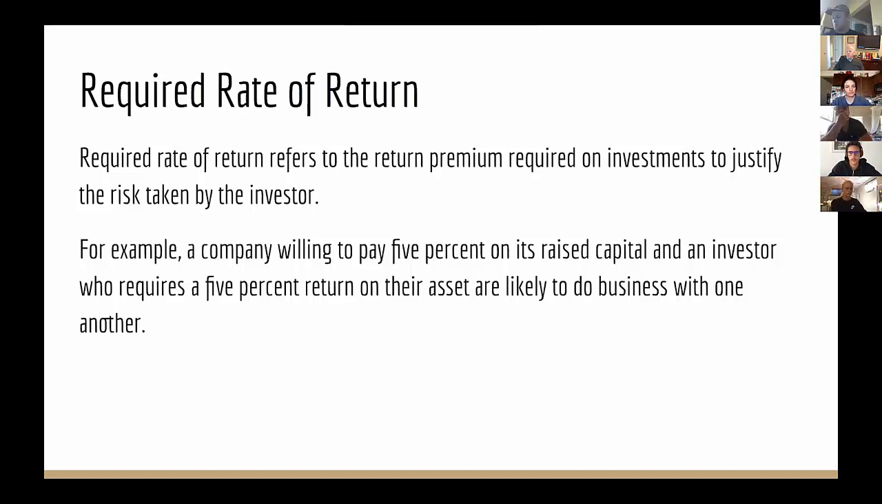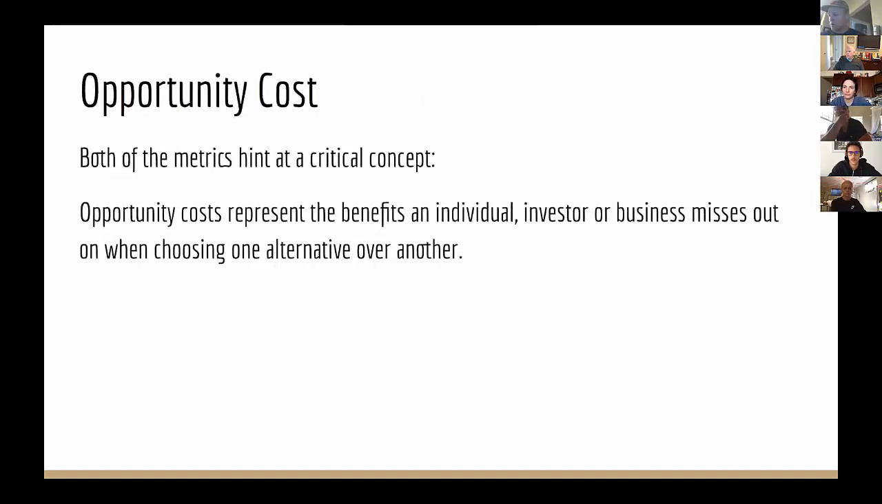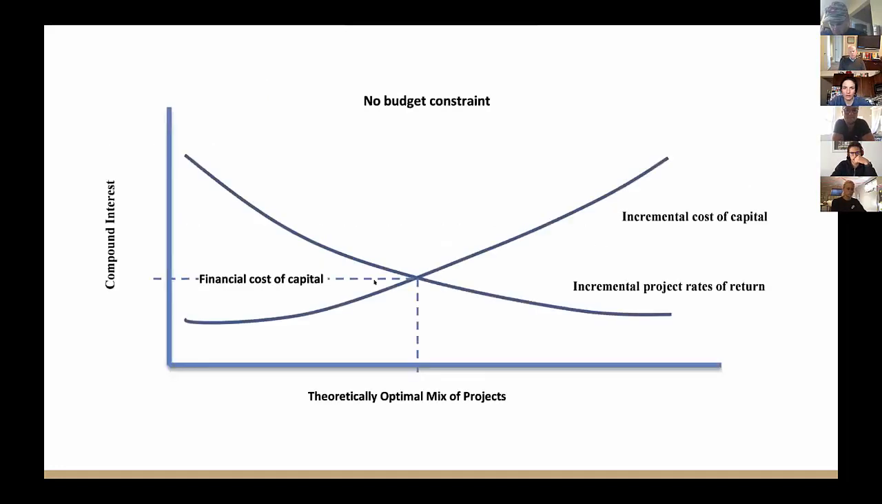And these two metrics lead to the next point, which is opportunity cost. Opportunity costs represent the benefit an individual investor or business misses out on when choosing one alternative over another. And it's easier to understand when you look at the graph. So this line right here represents the cost of capital, and this line right here represents the rate of return, and this is where it crosses.